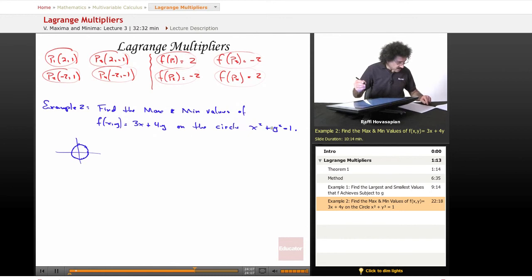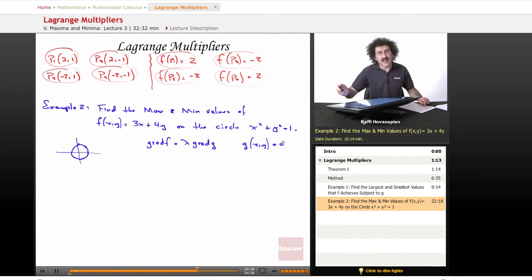So let's see here. What shall we do first? Well, we're going to do what we always do. We're going to take the gradient of f, and we're going to set it equal to lambda times the gradient of g. And we're also going to have g, in this case x squared plus y squared minus 1, equal to 0. That's our last equation. We have to satisfy this set of equations.